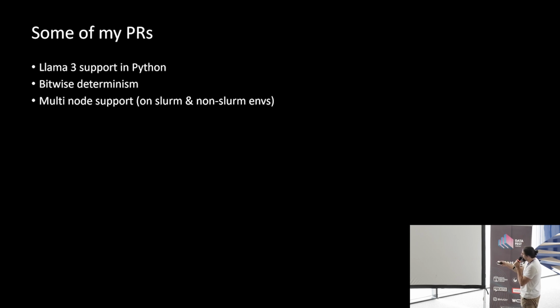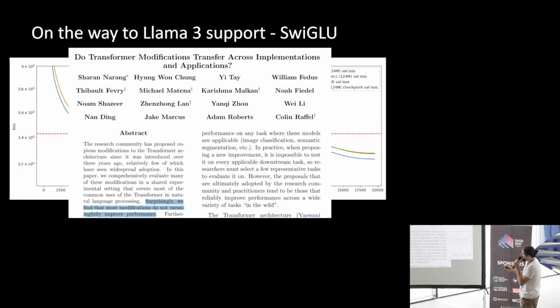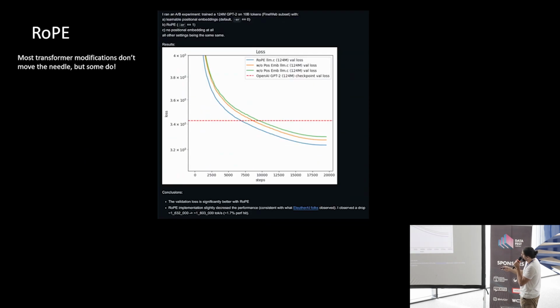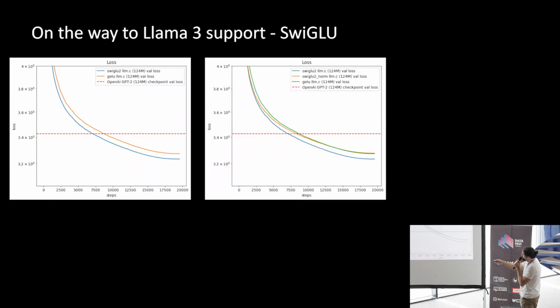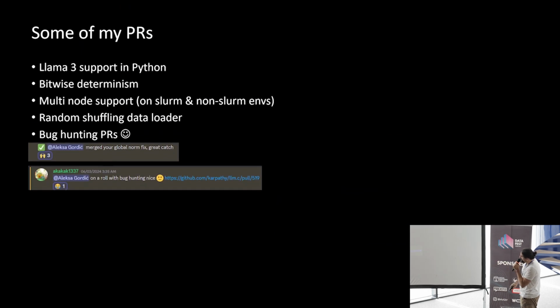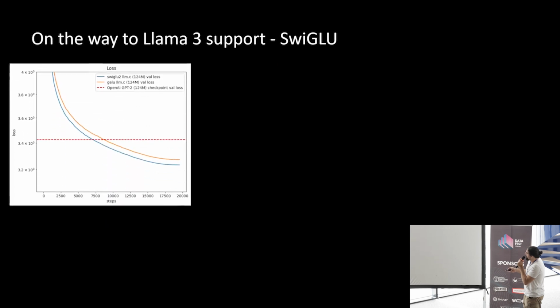I mentioned multi-node support, random shuffling. Sorry, this is for some reason jumping over. Go back. And then I helped with bug hunting quite a lot. The way I did this was I stepped through every single line and drew stuff out. I realized, oh, this doesn't make any sense. Guys, is this an error? And they were like, oh yeah, this is actually a bug we have. I really recommend that as a process for learning about new code bases.